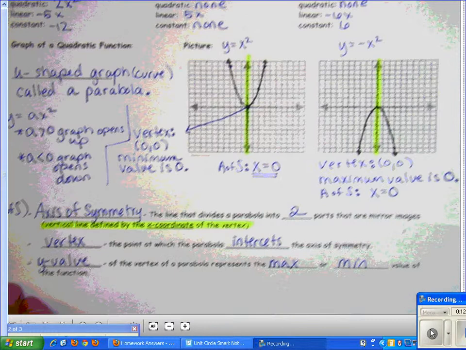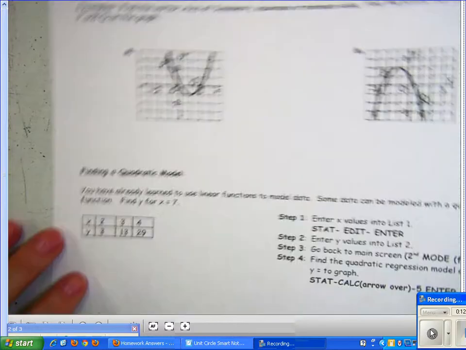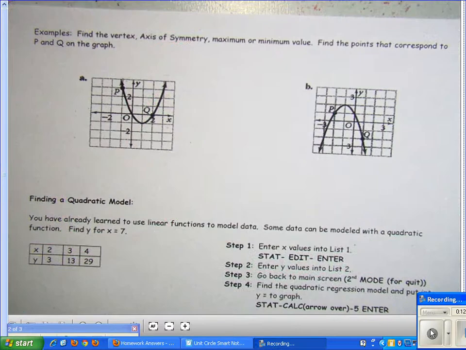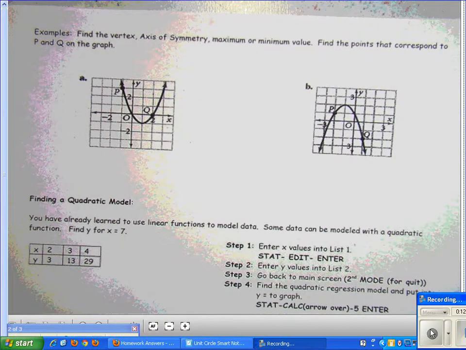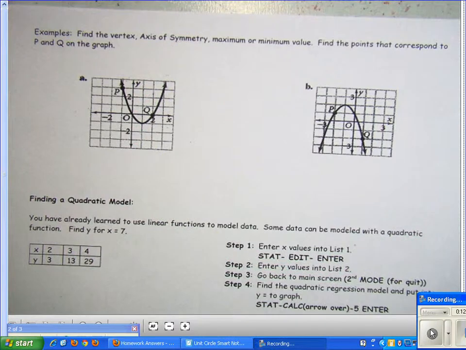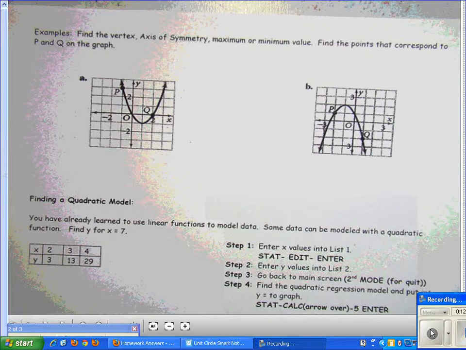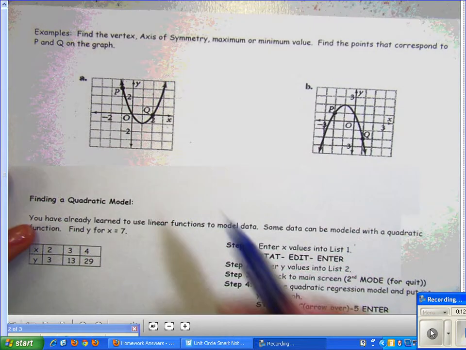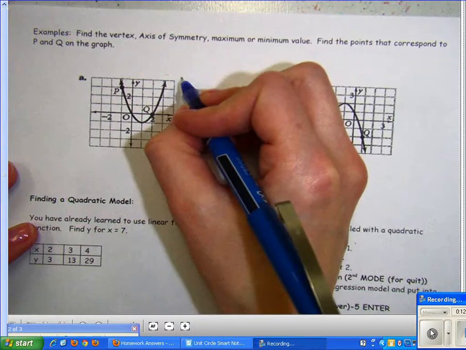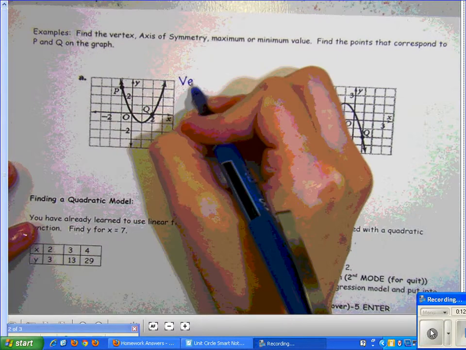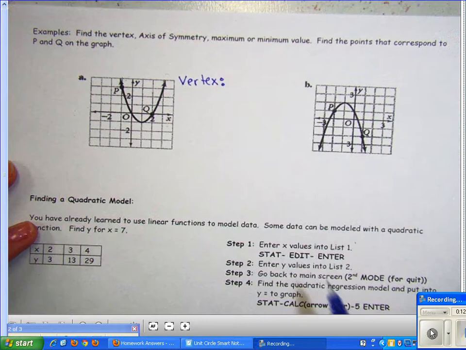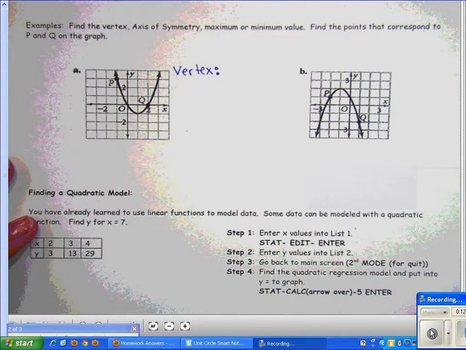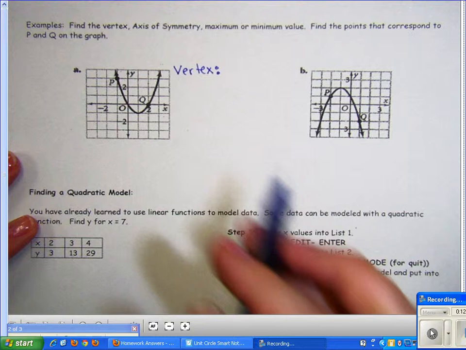Now let's go to the back side of your sheet. So on the back side it says find the vertex, the axis of symmetry, maximum or minimum value, and then we want to find the points that correspond to P and Q on the graph. So let's do A together, and then I want you guys to pause it and do B on your own, and then check your answer. So for A, we want to find the vertex, and I always do that first because that tells me a lot about my graph. It helps me with my axis of symmetry and the max or min value.